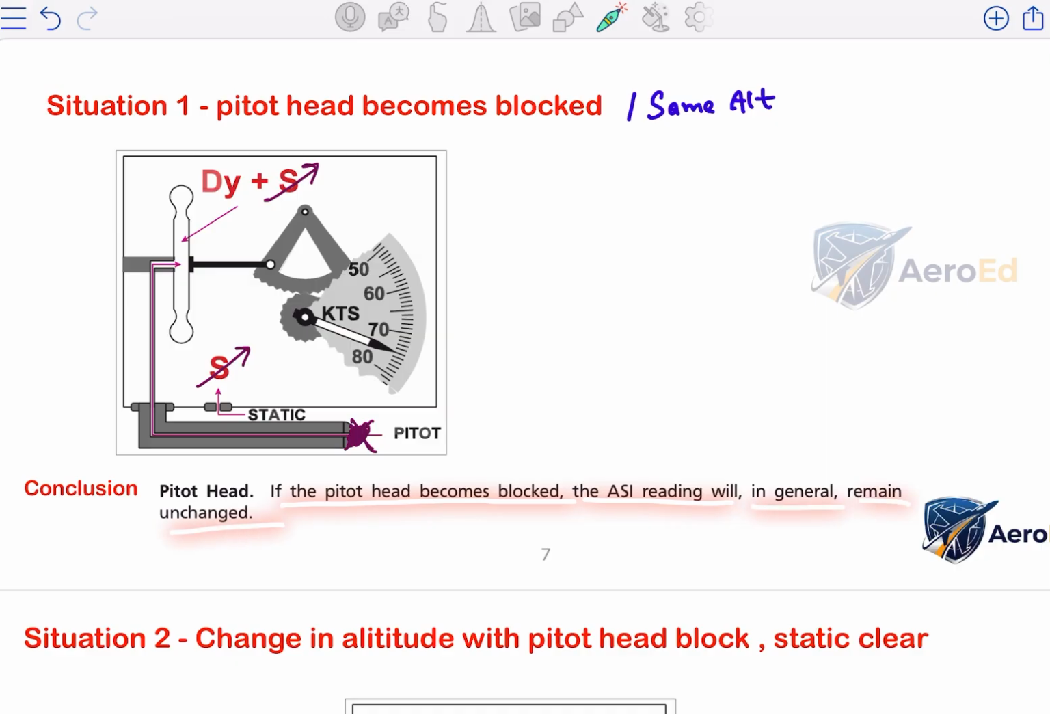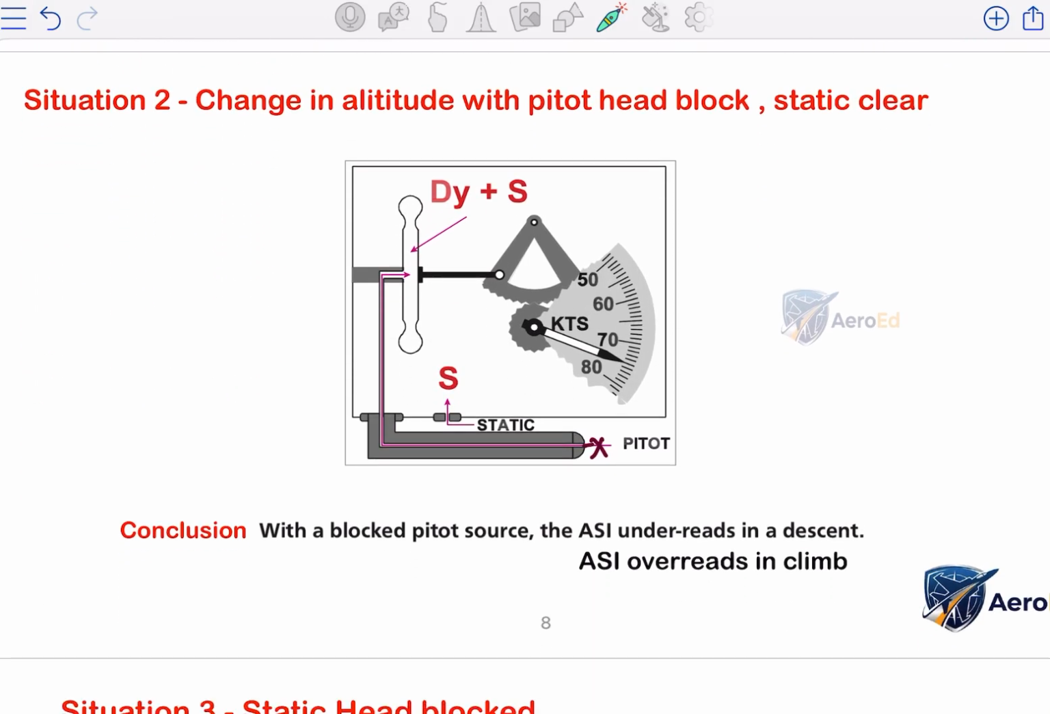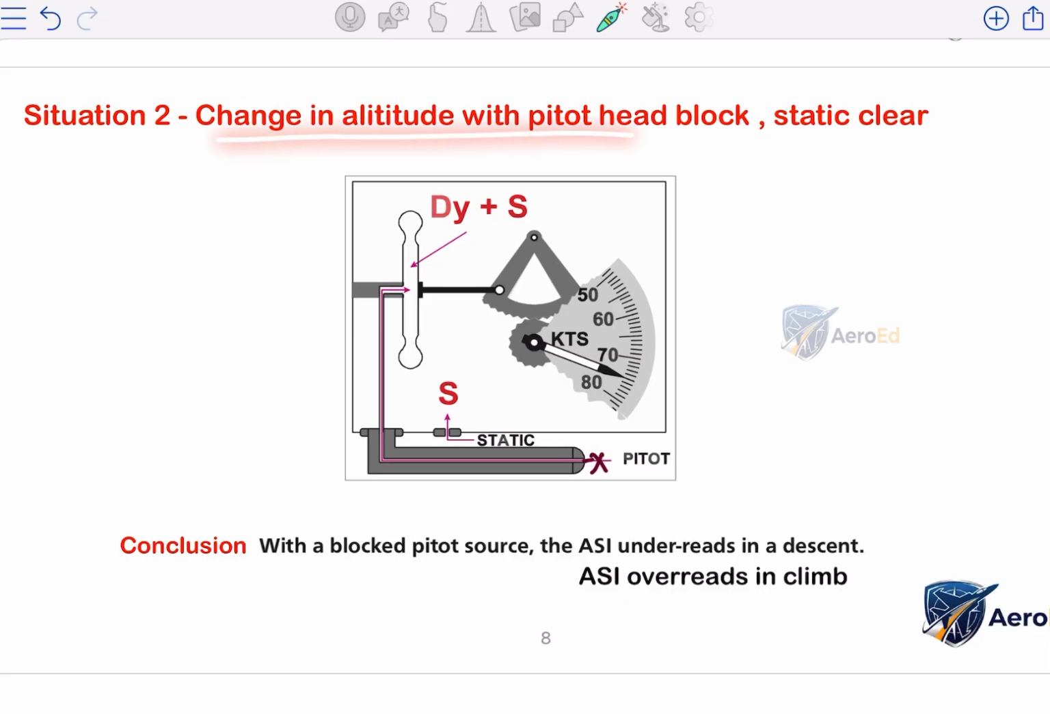Next situation is when there is a change in altitude with the pitot head blocked. Before, we studied no change in altitude, but now there is a change in altitude. The pitot head is blocked, but the static pressure inside the instrument case and the capsule will be different as the altitude changes. When the aircraft is climbing, the static pressure inside the case will decrease.